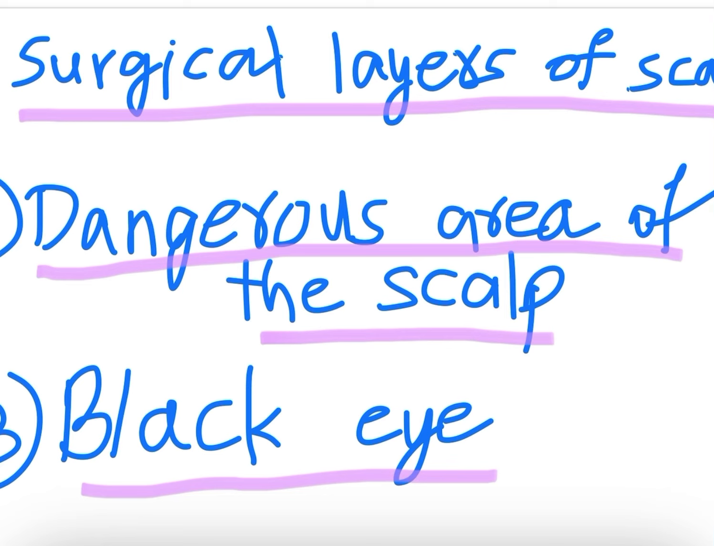Black eye. Black eye occurs due to the accumulation of blood in the loose areolar tissue around the eyelids. It actually occurs due to a severe blow or trauma in the head region, or during fist fighting around the eyelids.